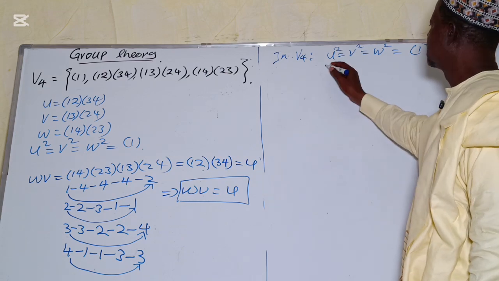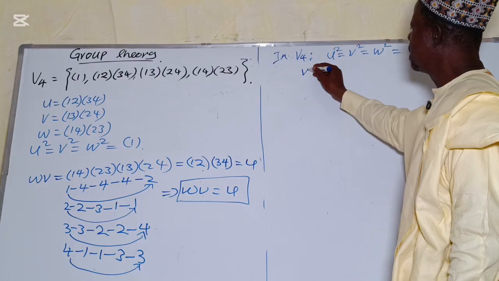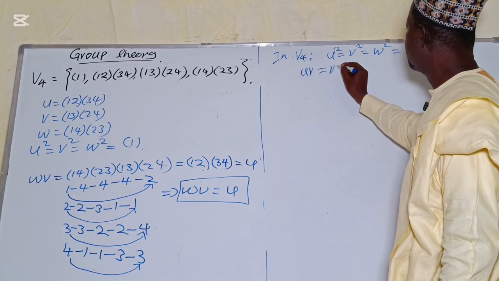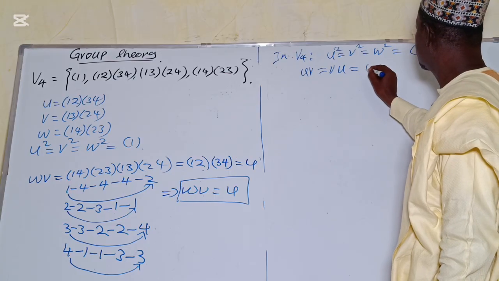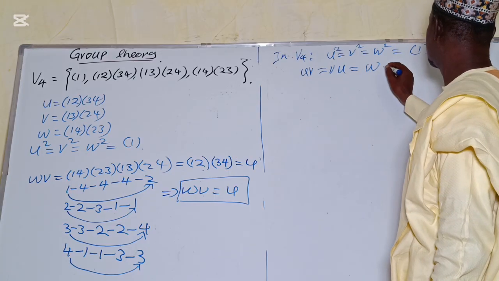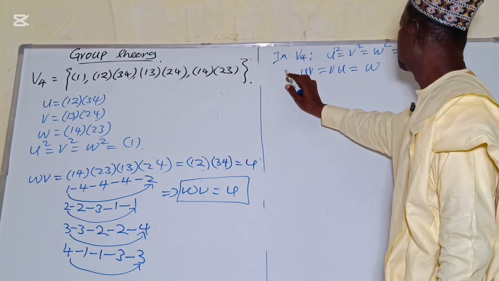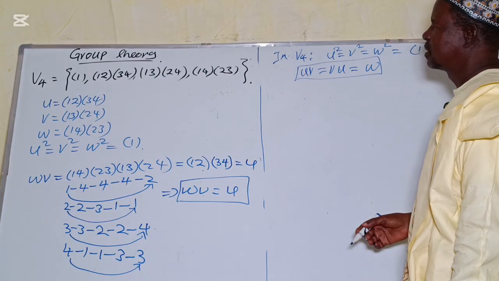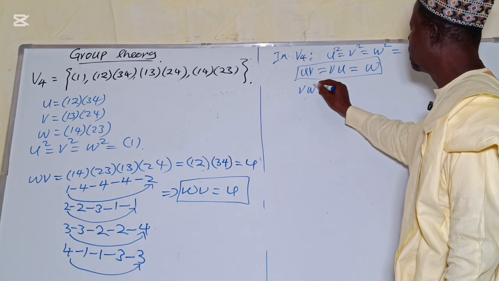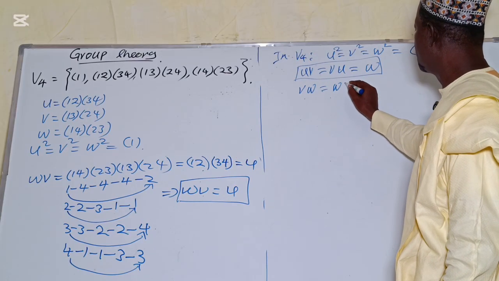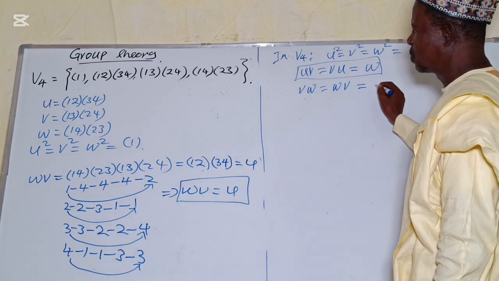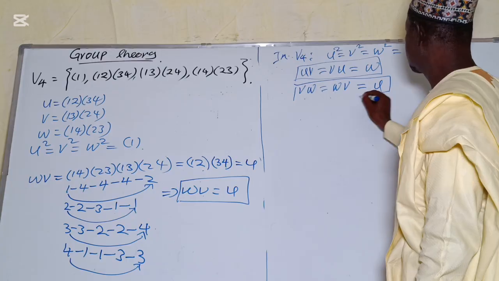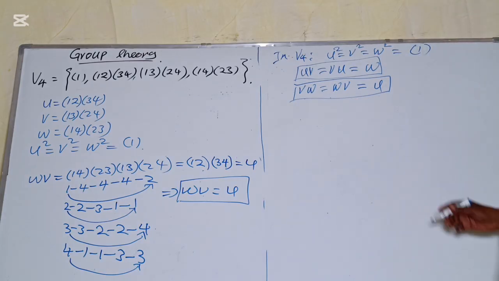We also have shown in the B4 that VUV is the same as VU and is W. Okay, that is another one we have shown. We also have shown that VW is equal to WV and is equal to U. Okay, we also have shown this. And so on and so forth.